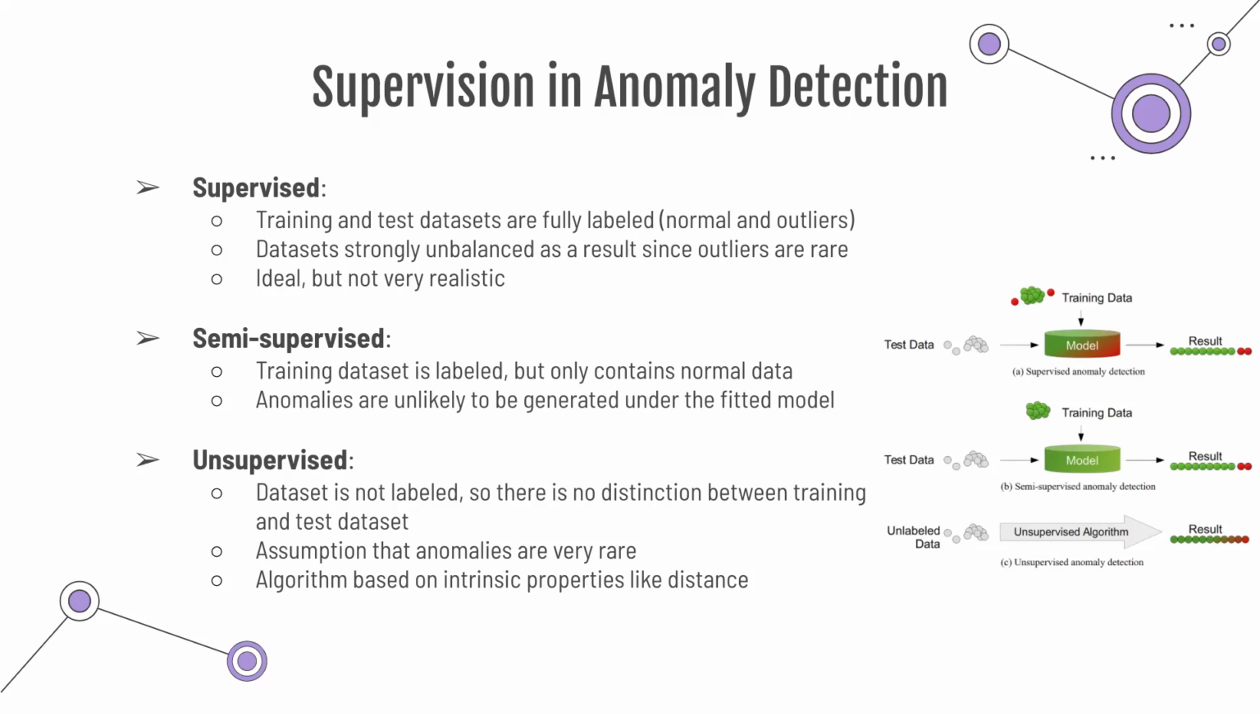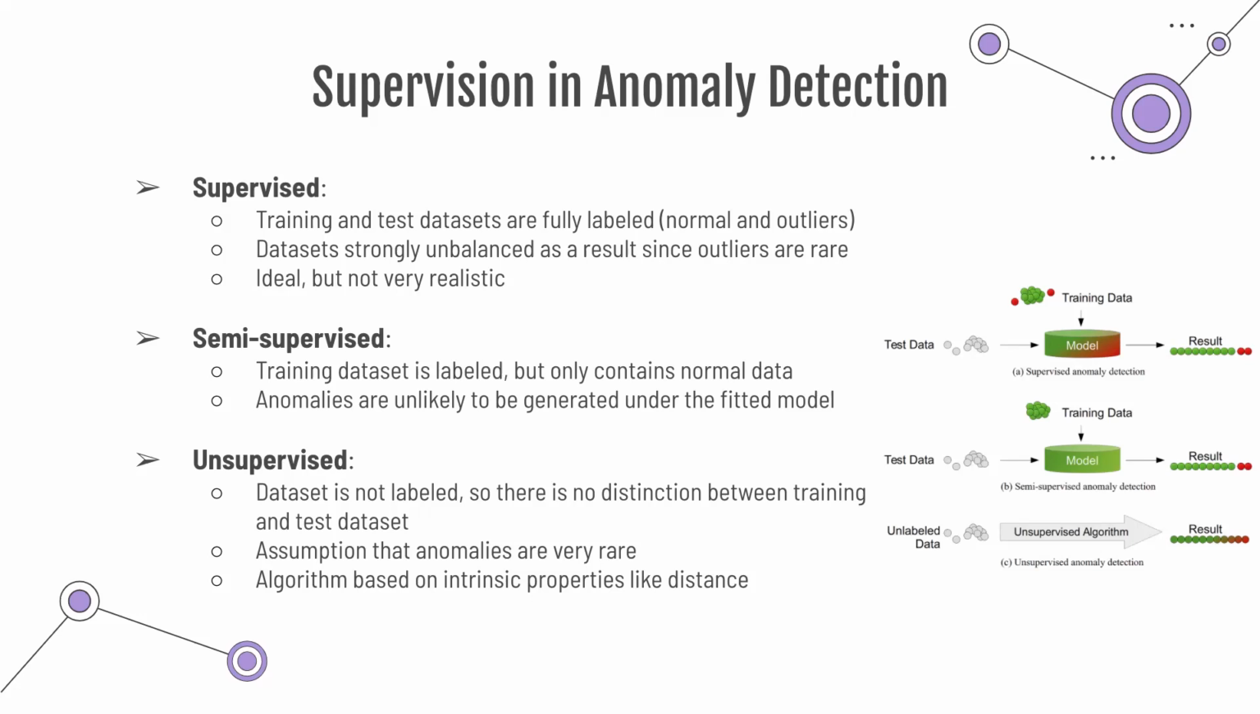This makes it pretty ideal, but not realistic, because in the real world, you do not know for sure which points are outliers. So this is a pretty ideal way of anomaly detection, and it is one of the simpler ways. Since outliers are very rare, the data sets end up strongly unbalanced because there are so many normal points and so few outliers.